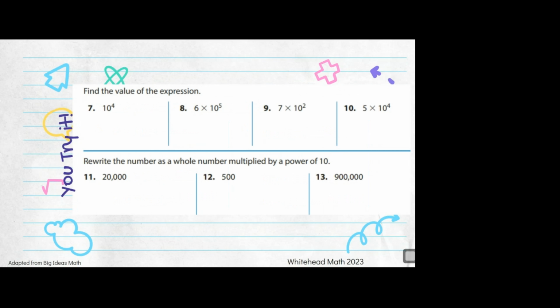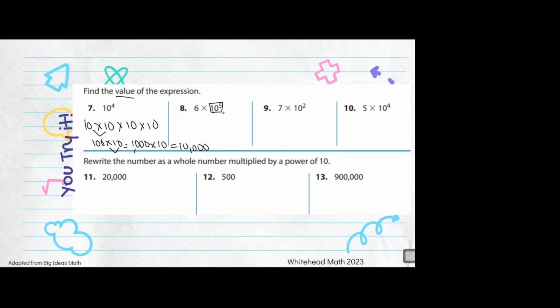Find the value of each expression. So number 7. Okay, so we have 10 to the 4th power. So if you write 10 times 10 times 10 times 10, what is the value? So 10 times 10 is 100. 100 times 10 is 1,000. And 1,000 times 10 is 10,000.